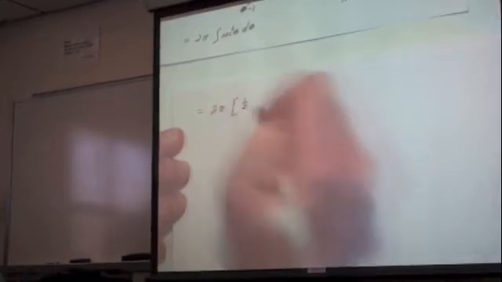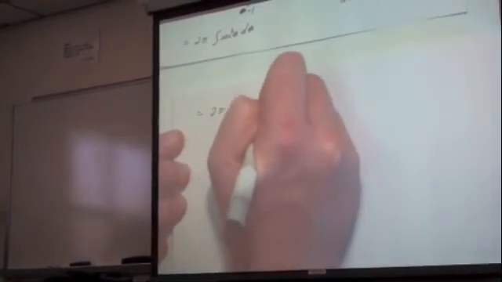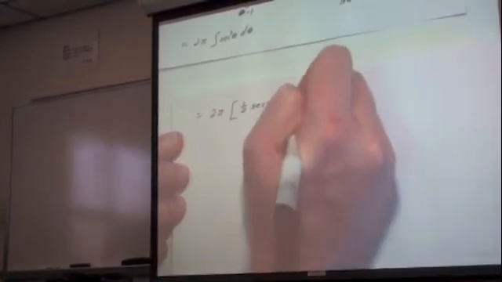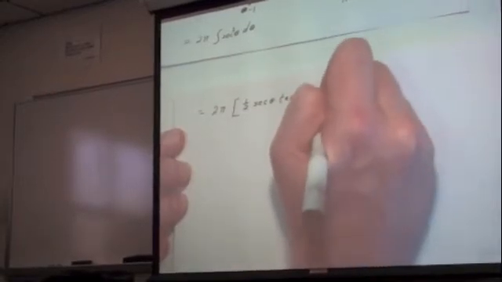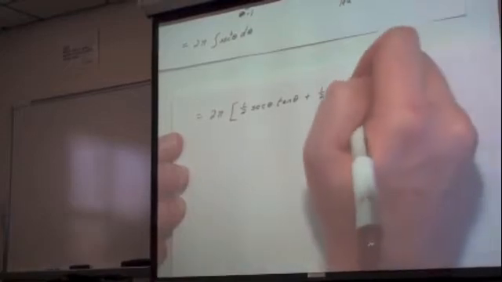So now I'll go to my next page and say this is going to equal 2 pi times the group 1/2. The formula says secant theta tangent theta plus 1/2 the natural log of secant theta plus tangent theta.